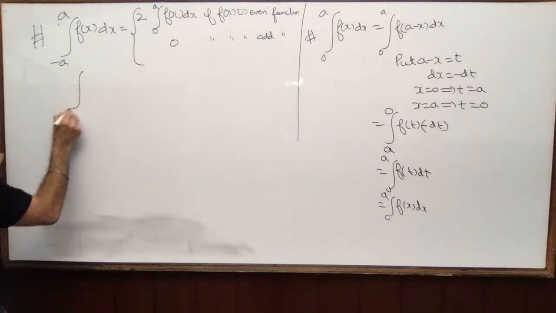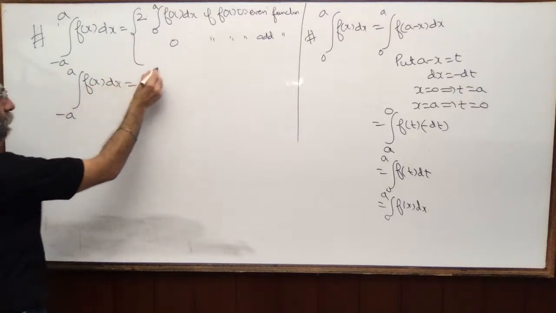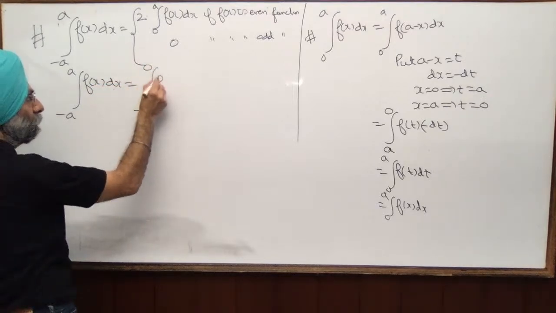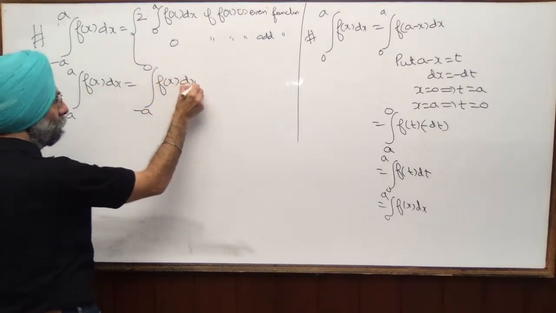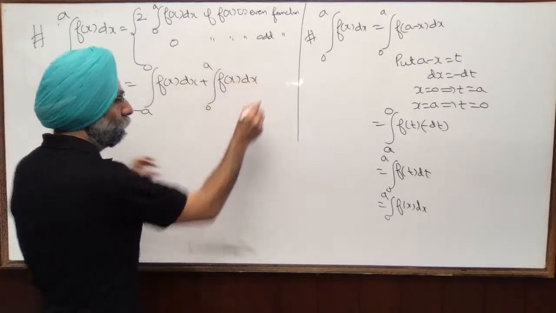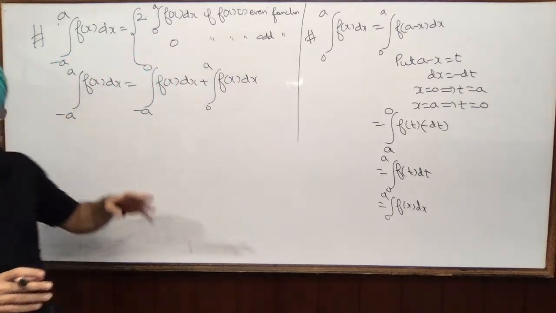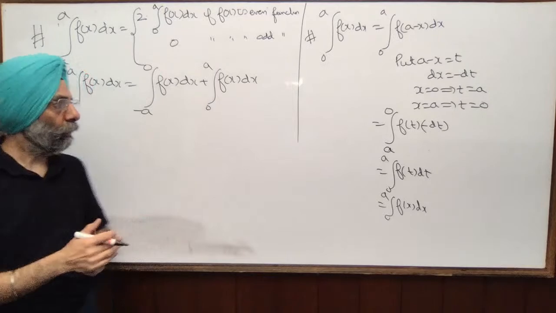Now, the integral from minus a to a of f(x) dx can always be written as the integral from minus a to 0 of f(x) dx plus the integral from 0 to a of f(x) dx. I hope all of you will agree with this, because in minus a to a, 0 will always come in between.